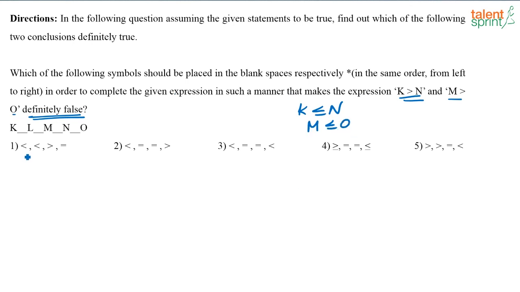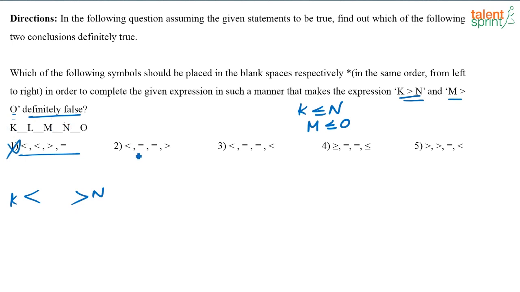So if you look at the first option, if you put less than, greater than here, you have a less than and a greater than symbol that comes together between k and n. So what does that obviously mean? That obviously means that you cannot find out the relationship between k and n, correct? When there is a less than and a greater than symbol between two variables, you cannot find out the relationship between these two variables. So you know for sure that option 1 is not true.